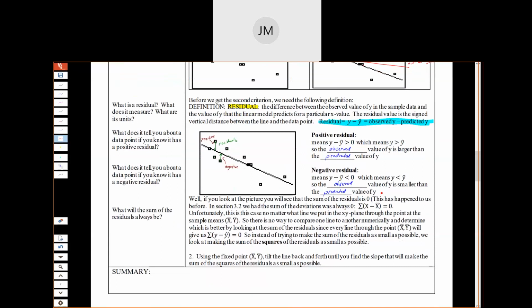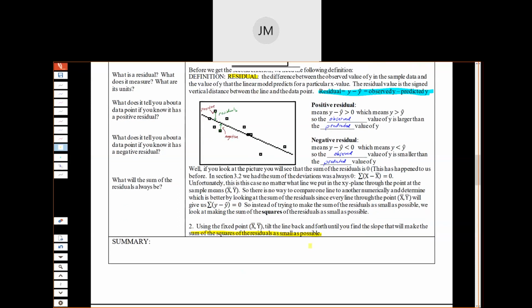So, getting back to the idea of drawing a best fit line, we start at our fixed point, and you can think about tilting our line back and forth, or looking at all those infinitely many lines, until we find the one where the sum of the squares of the residuals is as small as possible. That's the idea of what we're going to do.